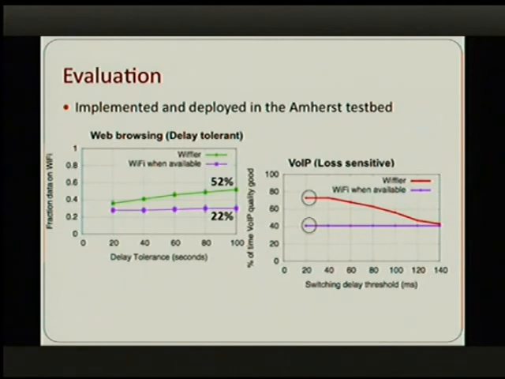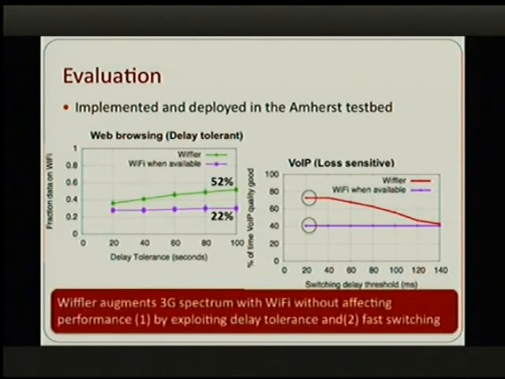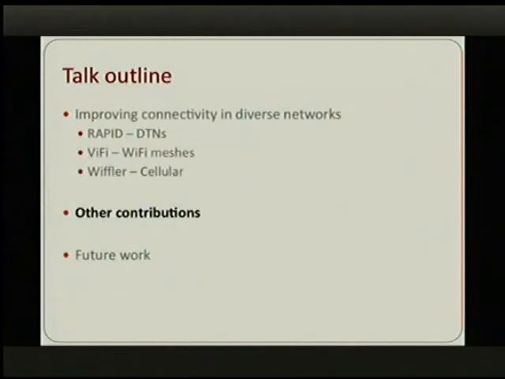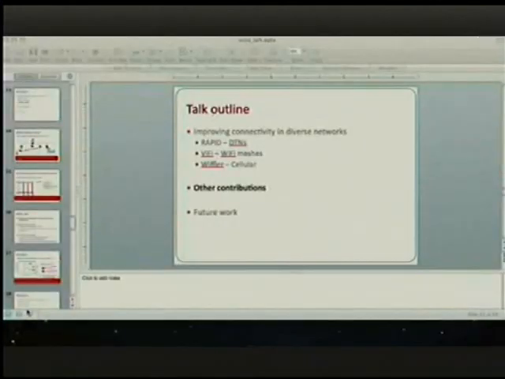So in summary, Wiffler augments 3G spectrum with Wi-Fi, and it does so without affecting application performance for applications that have very high QoS requirements, by exploiting delay tolerance and by using fast switching. Okay, so that brings me to the end of Wiffler. I'm going to move on to some of my other contributions as well as future work. And of course, I'll again stop for a little bit to see if anybody has any questions.